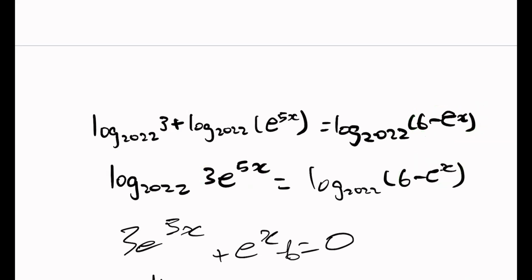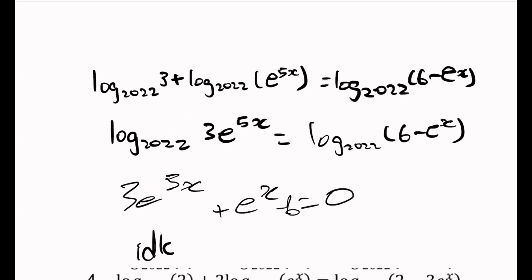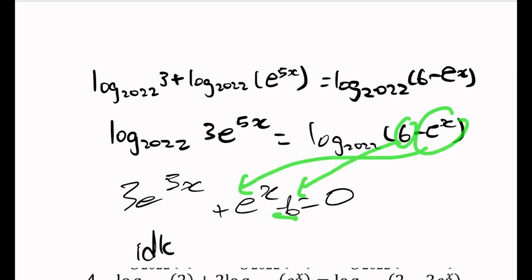Since both sides got the same log base, you can cancel them off. 3e power 5x equals 6 minus e power x. Then you bring the minus e power x over, become plus. Plus 6 bring over, become minus. Correct, good.